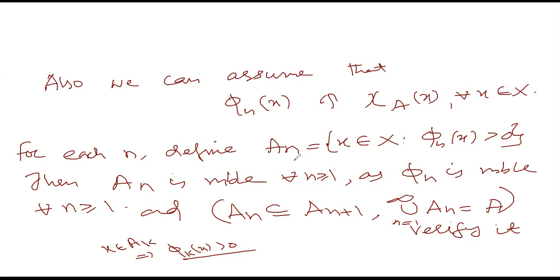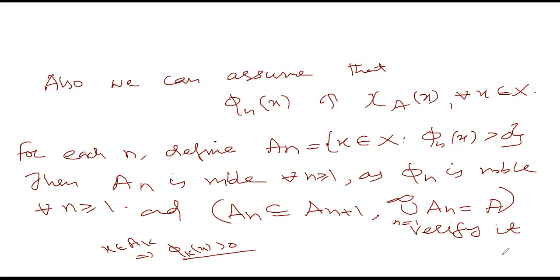So if x is not in any A_n, then phi_n of x will be less or equal to 0 for each n. So if phi_n of x is less or equal to 0 for each n, then its limit is also less or equal to 0. But its limit is chi_A of x, which is equal to 1. So that means 1 is less or equal to 0, which is a contradiction. So this is actually true. This union is equal to A. So it's an increasing sequence and the union is A.